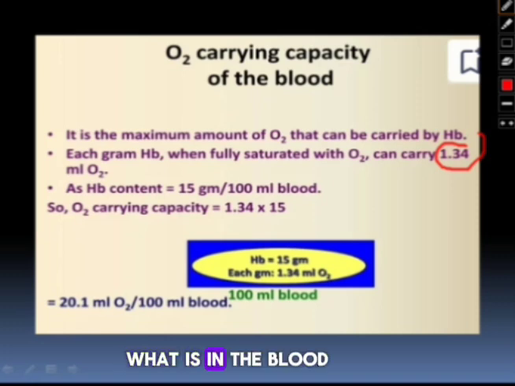What is the normal hemoglobin content of the blood? 15 grams. Are you sure? In male or in female? In male. Okay.